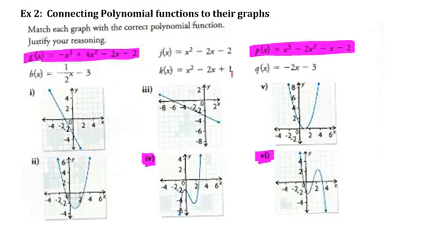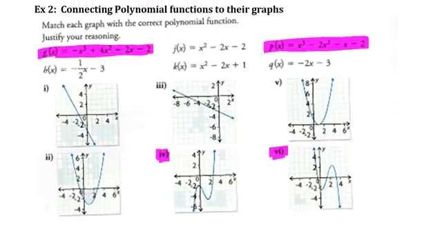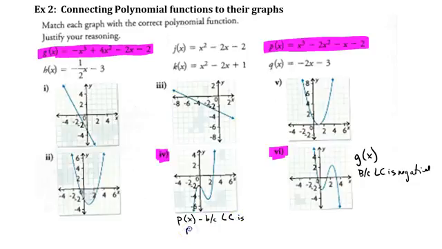Now this makes sense because we know that when the leading coefficient is negative, we're going from quadrant 2 to quadrant 4. So this one right here is g of x because the leading coefficient is negative. And this one, we use our powers of deduction here. We're going to say that this one is p of x because the leading coefficient is positive.